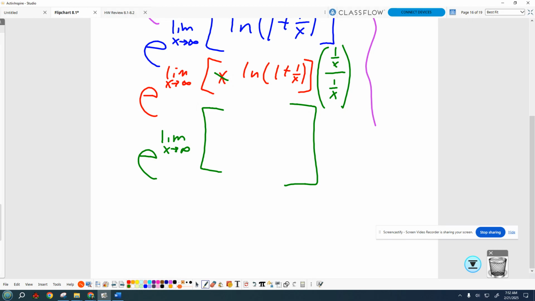So multiplying by 1 over x up top, I get just that natural log thing. And on the bottom, I get that. Okay, Naomi's making a stinky face. She's like, this is gross. I agree. I concur.